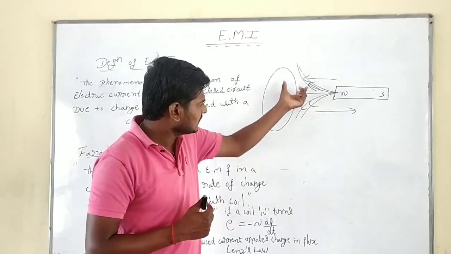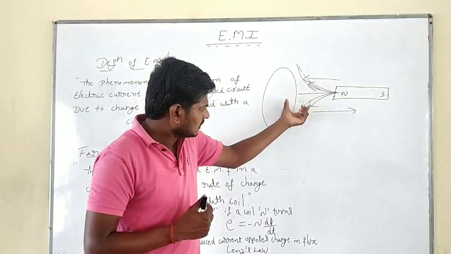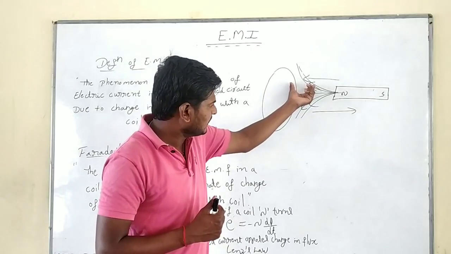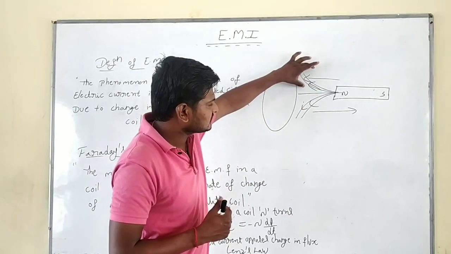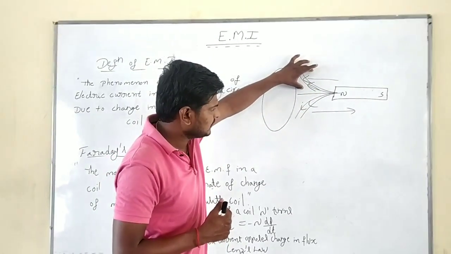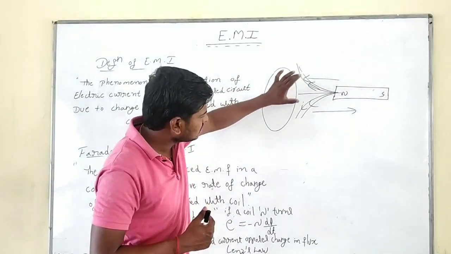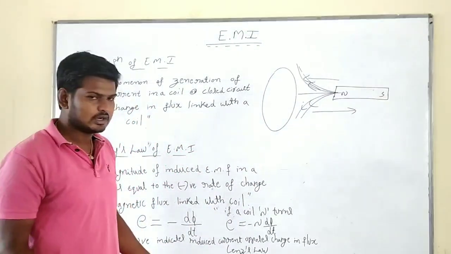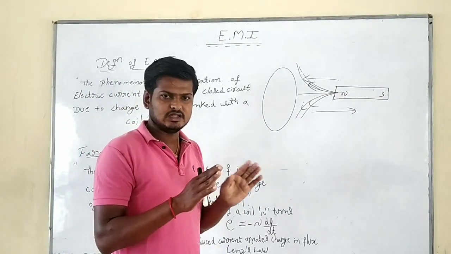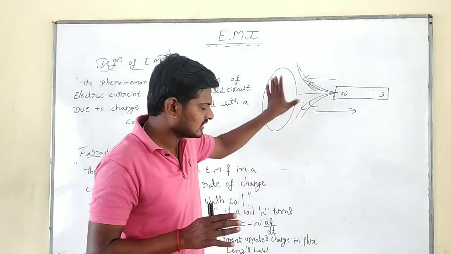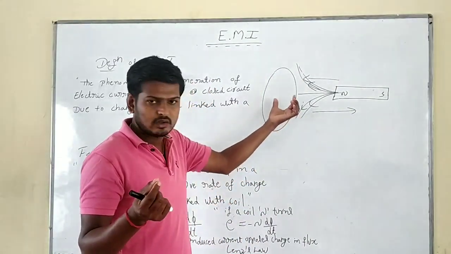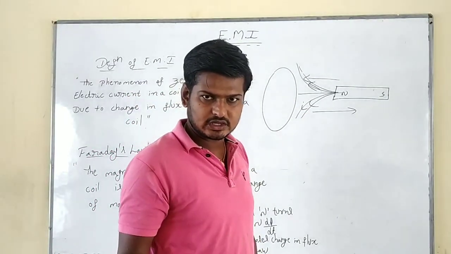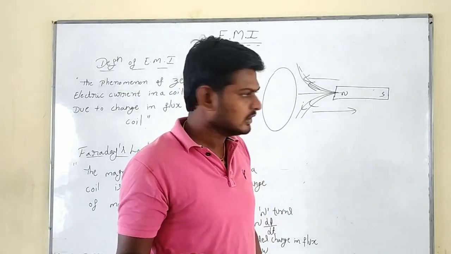Yes or no? When the current breaks suddenly, what will happen? The flux change will be more. When the flux change is more, more EMF is induced. When more EMF is induced, what will happen? Sparking will occur across the gap of the circuit. This is the reason why sparking occurs when the electrical circuit is switched off, because there is a sudden breakdown in the current. When the sudden breakdown in the current occurs, what is induced?